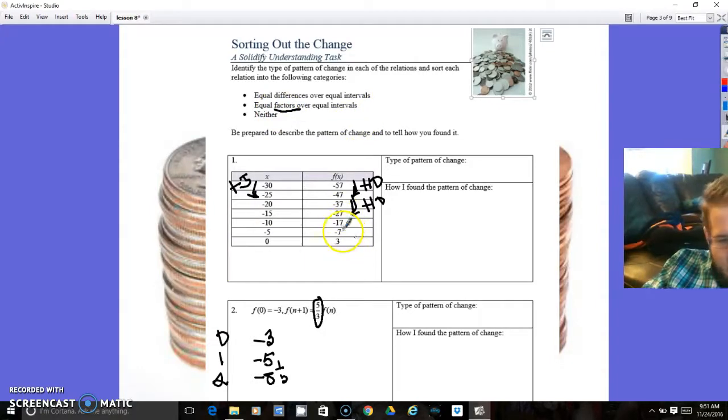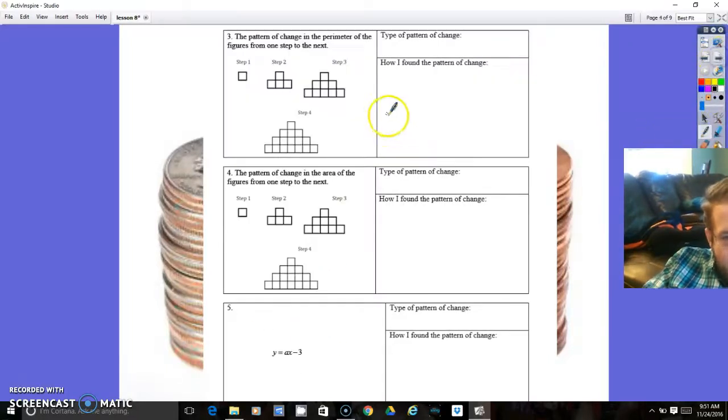Factors means multiplication. Alright, so that is equal factors over equal intervals, and the reason why is because I noticed that you're multiplying a term by 5/3. Alright, moving on to the next question.